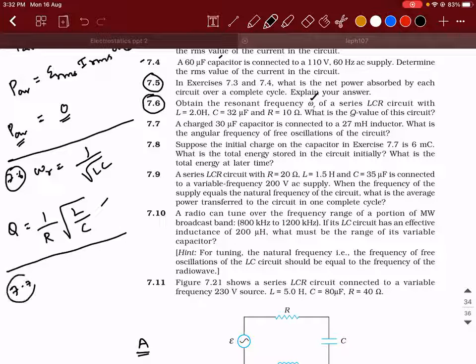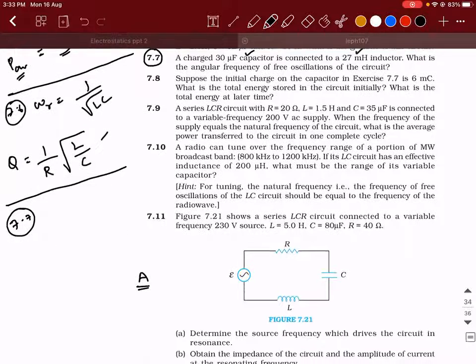Similarly, 7.7, you guys tell me. What is the answer? There is a charged 30 microfarad capacitor connected to a 27 millihenry inductor. What is the angular frequency of free oscillations of the circuit? So what concept is it based on? Charged capacitor connected across an inductor. What is it? LC oscillation. LC oscillator, right? So for an LC oscillator, what is the frequency? 1 by root LC. Very good.